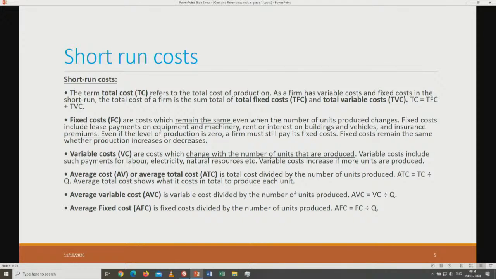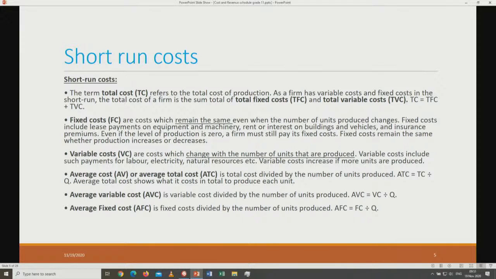So variable costs include costs such as paying wages for labor, paying your electricity bill, paying for other resources in the business like your raw materials. If you decide to increase the number of goods that you are producing, then it means you have to buy more raw materials, it means you have to pay more. So these costs are dependent on the number of goods that you are going to produce. Right, so that's the difference between fixed cost and variable cost. And then we have another type of costs.